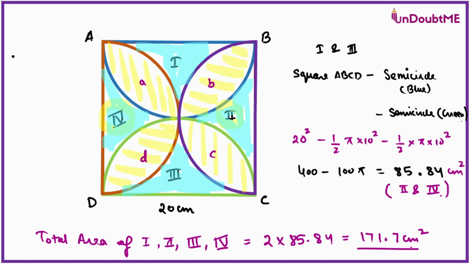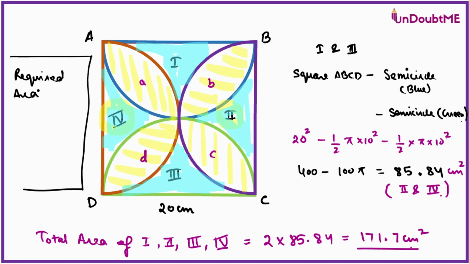So what should be our next step? I'll write here. The required area is equal to the area of the square, which is 20 squared, 400, minus the area of the blue region, which will be 171.7. So if I subtract it, I'm getting approximately 228.3 centimeters squared, and this is the required area.